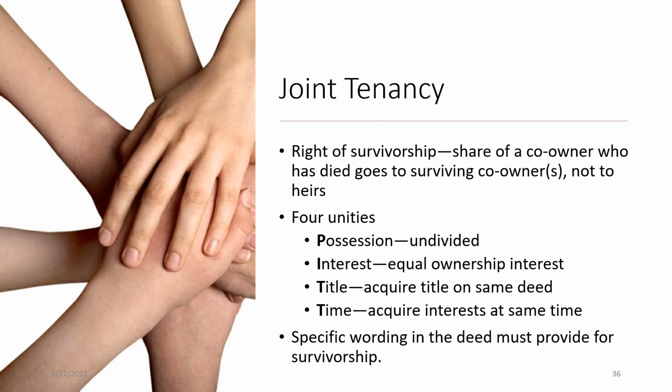And in order to have joint tenancy, you have to have four unities of possession, interest, title, and time. Undivided possession, everybody gets use of the whole property. They have to have equal financial ownership interest. So if there's three of them, it's 1/3, 1/3, 1/3. Everybody has to be on the title at the same time, and everybody has to buy the property at the same time. Everything's done in unison. There also has to be specific wording in the deed that provides for the survivorship.